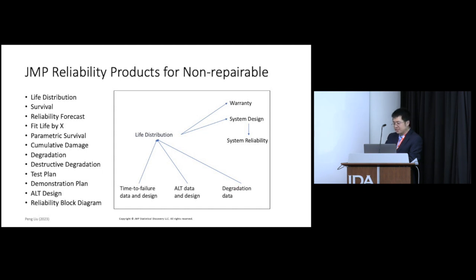First thing, the warranty analysis. Also, you can study the system design things and get a so-called system reliability. What I'm saying here is distributions are usually very simple, like Weibull distributions, log normal distributions. Even sometimes you can use normal distribution.